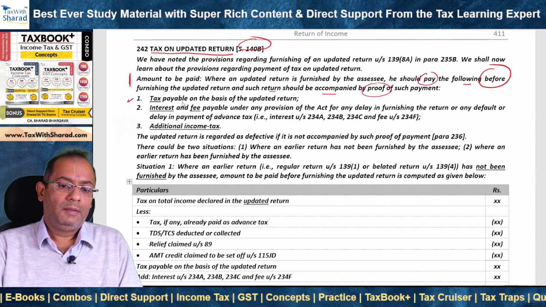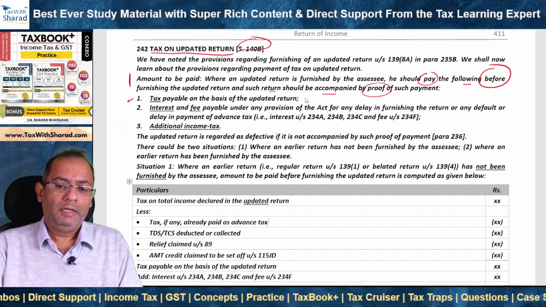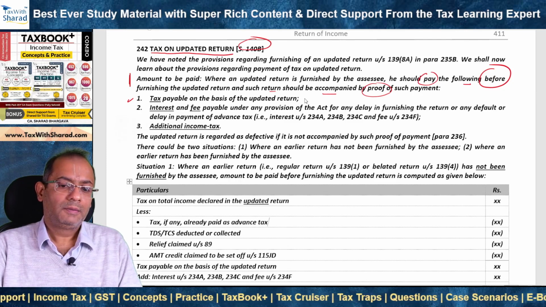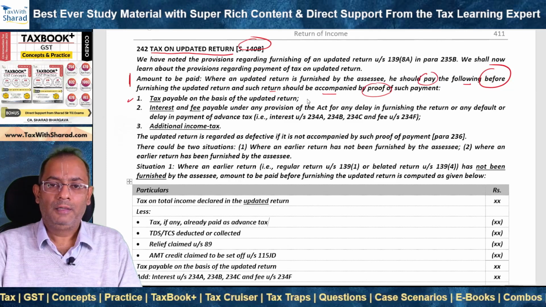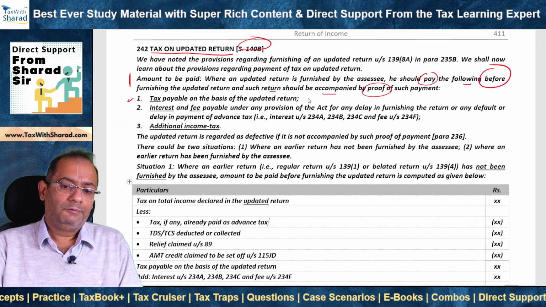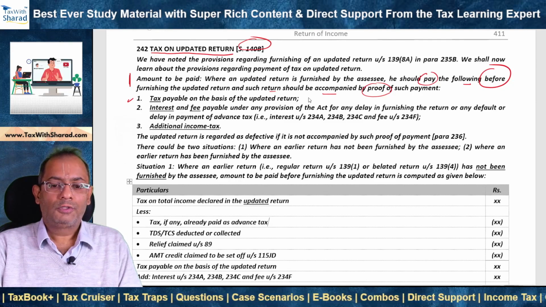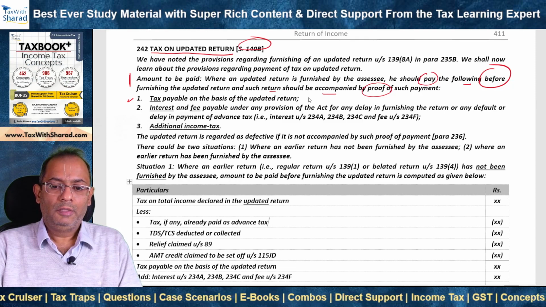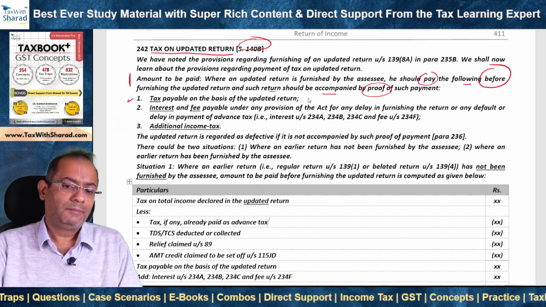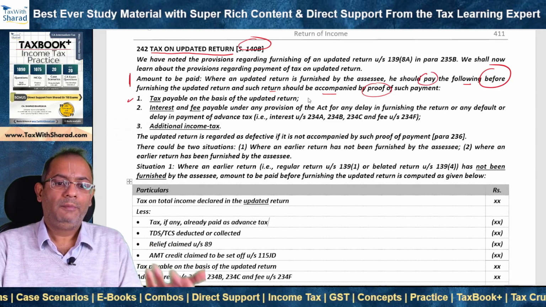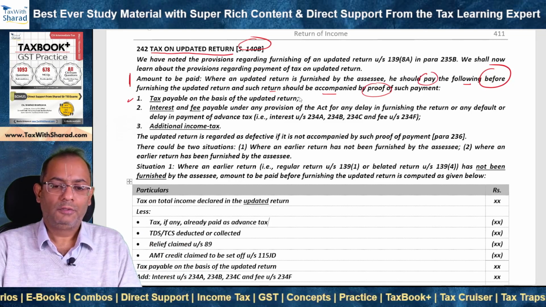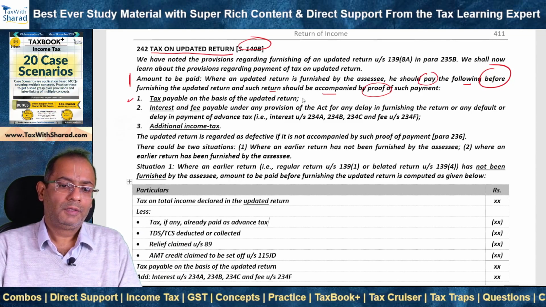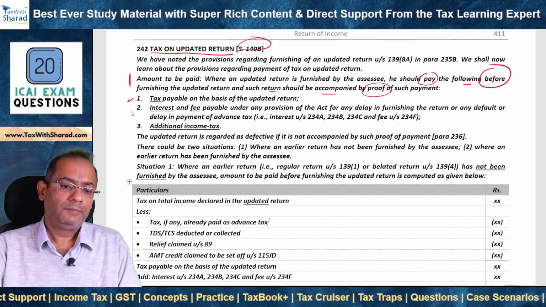Number 1, tax payable on the basis of the updated return. This is but obvious that when you furnish an updated return, such furnishing cannot cause a loss of tax revenue to the exchequer. This is what we discussed in part 1 of the video. So there will be a tax which will become payable on the basis of the updated return. So that is what the assessee needs to pay.